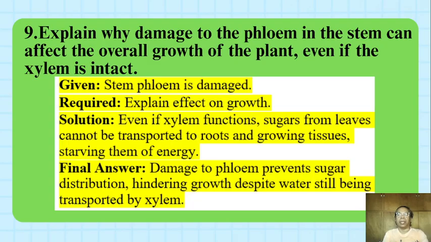So solution. Even if xylem functions, sugar from leaves cannot be transported to roots and growing tissues, starving them of energy. Final answer: damage to phloem prevents sugar distribution, hindering growth despite water still being transported by xylem.